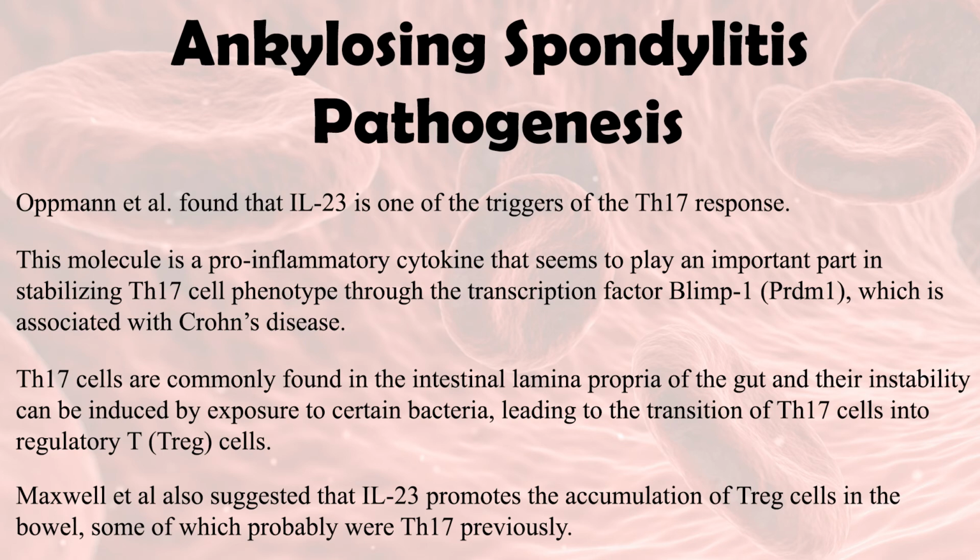Th17 cells are commonly found in the intestinal lamina propria of the gut, and their instability can be induced by exposure to certain bacteria, leading to the transition of Th17 cells into regulatory Treg cells. Maxwell et al. also suggested that IL-23 promotes the accumulation of Treg cells in the bowel, some of which probably were Th17 previously.